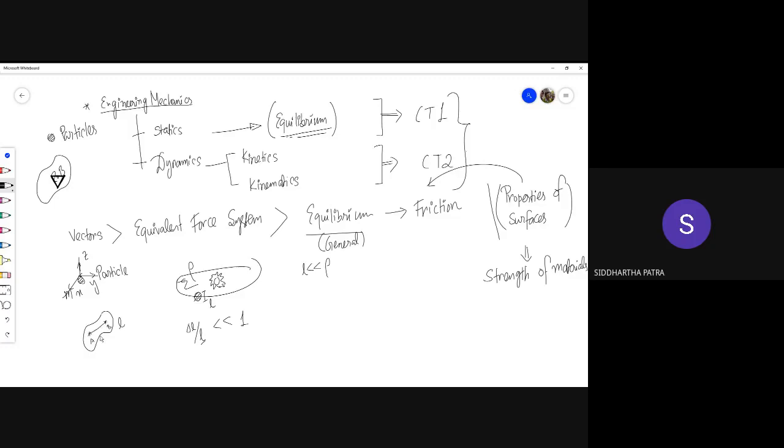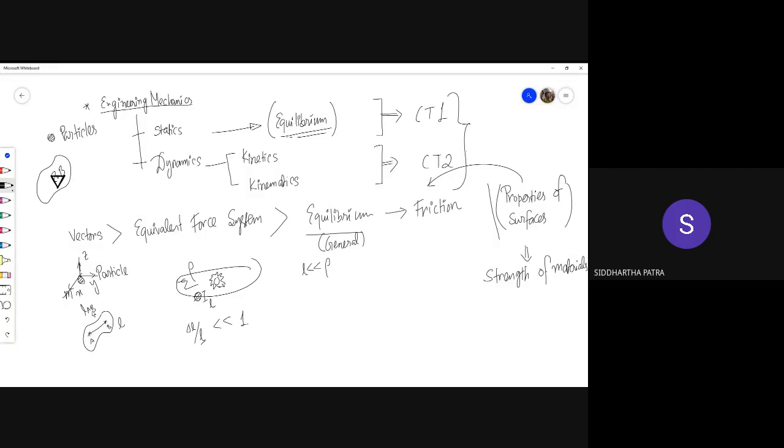Or in other words, you can start with 2 points on the object, A and B, and let's say that distance is LAB. Under the given circumstances, if the change in that dimension is quite negligible, then you can treat that object to be a rigid body.